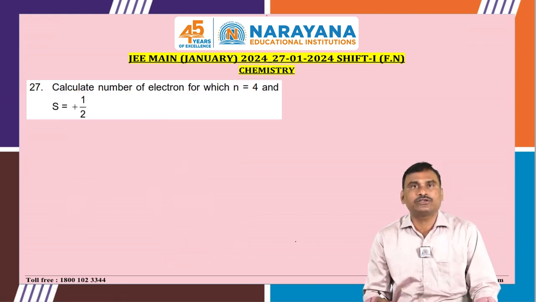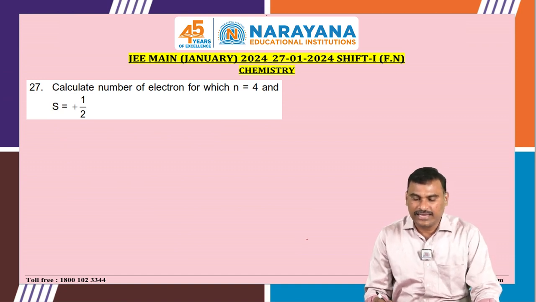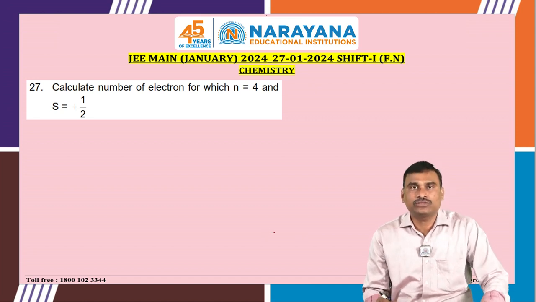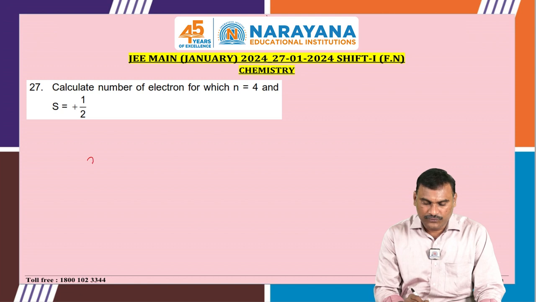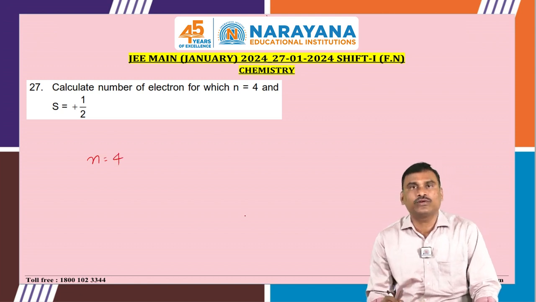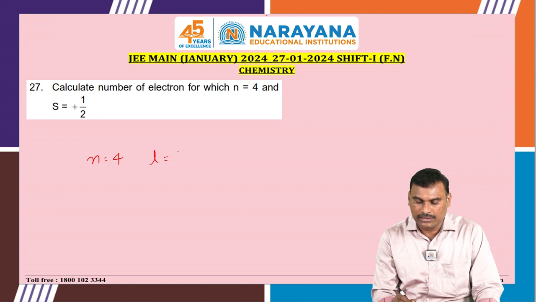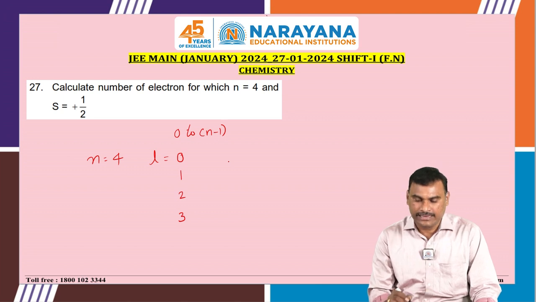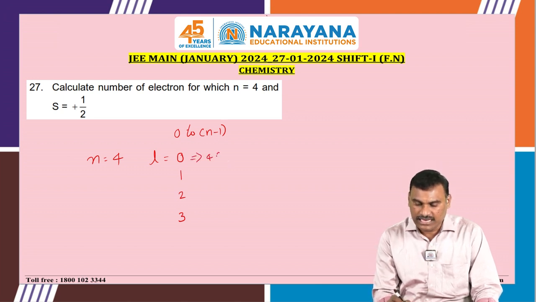Next, let us go to the next question, students. 27. Calculate the number of electrons for n equal to 4 and s equal to plus half. It belongs to atomic structure. When n equal to 4, it means the fourth orbit. The possible l values are 0 to n minus 1, that is 0, 1, 2, 3. Since the l value depends upon n, l equal to 0 means 4s orbital, l equal to 1 means 4p subshell, l equal to 2 means 4d subshell, l equal to 3 means 4f subshell.